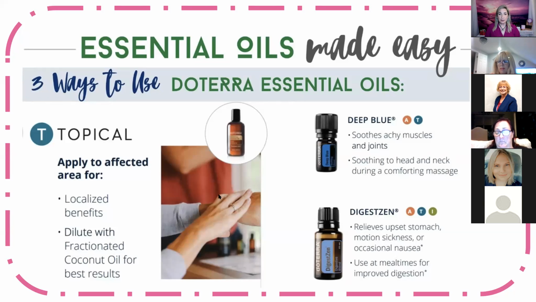Deep Blue is an example of our pain and inflammation blend that's great for anything like that. You can put it on with a little coconut oil. And Deep Blue also comes in a cream, which is basically a rub that you can also use, like a natural Bengay or Tiger Balm type thing with wintergreen and camphor and things like that.